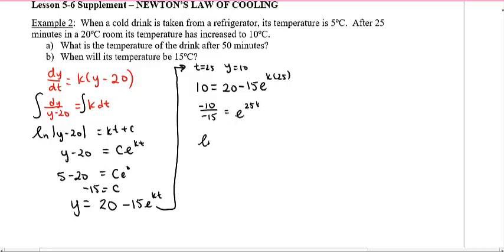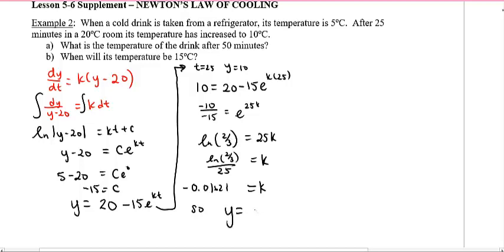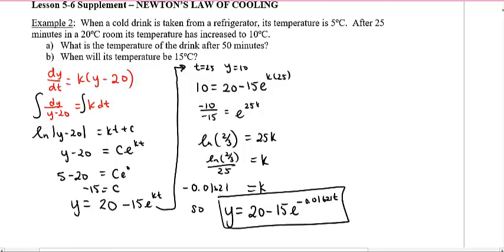So natural log of 2/3 equals 25k. I'm skipping a few steps here, but nonetheless, it's the same process as before. That's why I'm doing it like this. K is, what, negative 0.01621. So the equation equals 20 minus 15 e to the negative 0.01621t. Yeah. Okay.